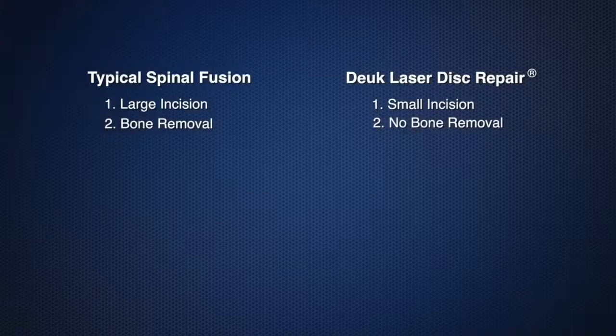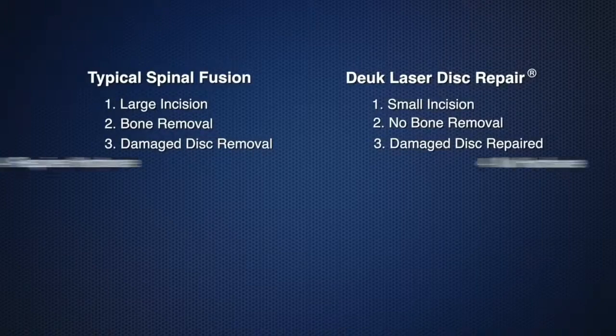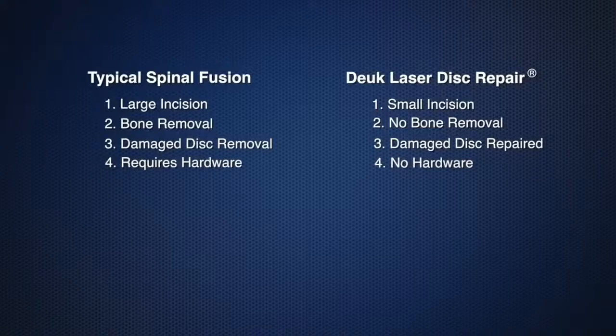Each disc is accessed through a natural opening in the spine. The entire disc is completely removed in a spinal fusion, even though only 5% may be damaged. The Deuk laser disc repair leaves the normal parts of the disc in place and removes only the painful annular tear on the damaged disc. Fusion requires hardware, including screws, rods, plates, etc. The Deuk laser disc repair does not require any hardware. The patient is totally hardware-free.